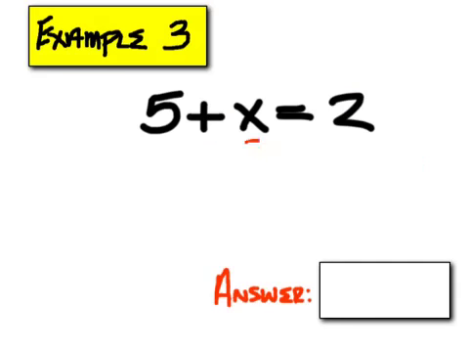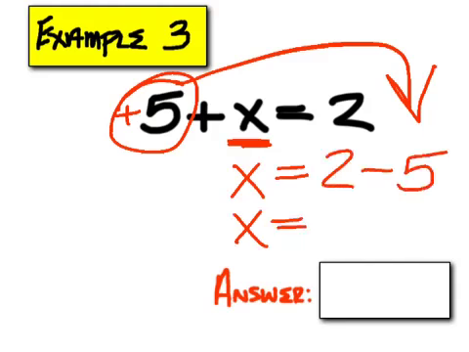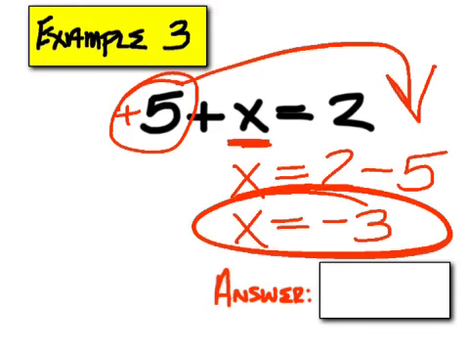Example number 3. Notice that the x is right next to the equal sign, but it's still on the left-hand side. But you still do the same thing. You move what is with it to the other side. This is a plus 5, even though the sign is not written. So you move it over and make it minus 5. Your answer should be negative 3.